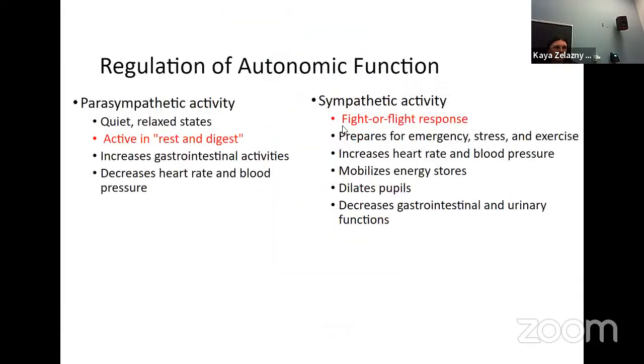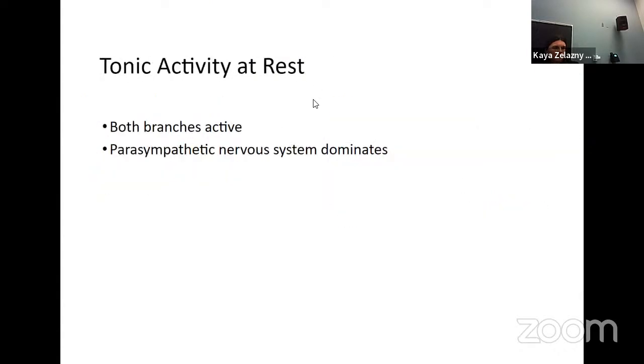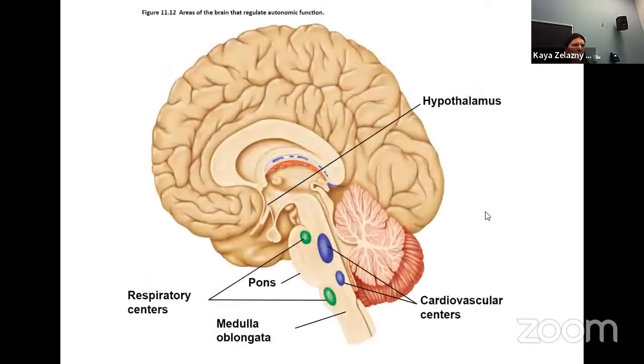This is just a summary slide. Again, at rest, we have both branches active. When we refer to something as having tonic activity, and we'll talk about muscles too, it means there's a baseline kind of tone, a baseline kind of tension. So at rest, we have mostly parasympathetics, but both branches are active. And this is just a picture of some of the centers in our brain related to the autonomic system.